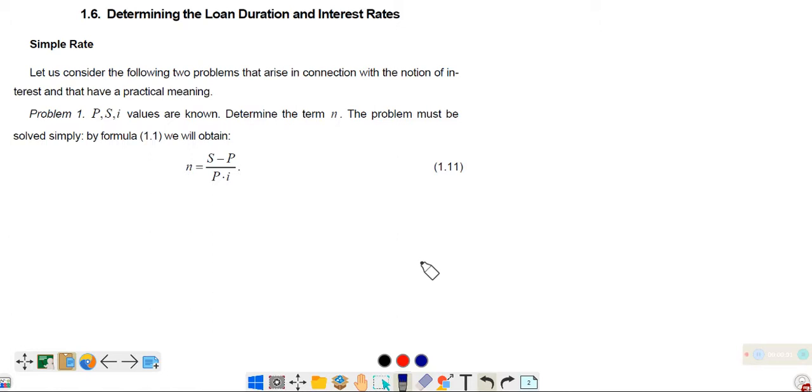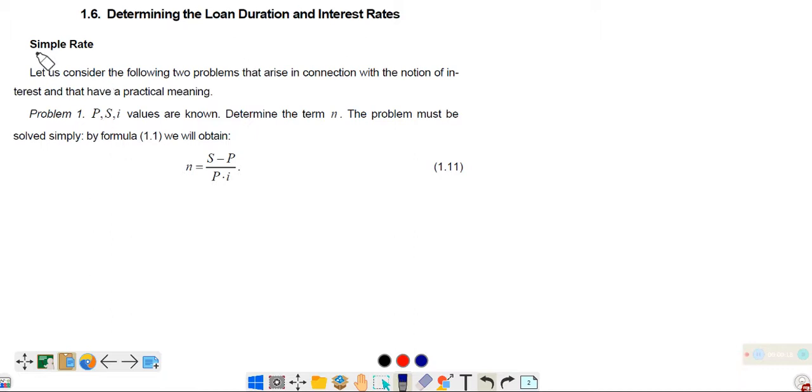Hi, welcome to Virtual CB1A. For today's video discussion, we are going to continue our discussion on mathematics of investments, and we are already in 1.6, determining the loan duration and interest rates.